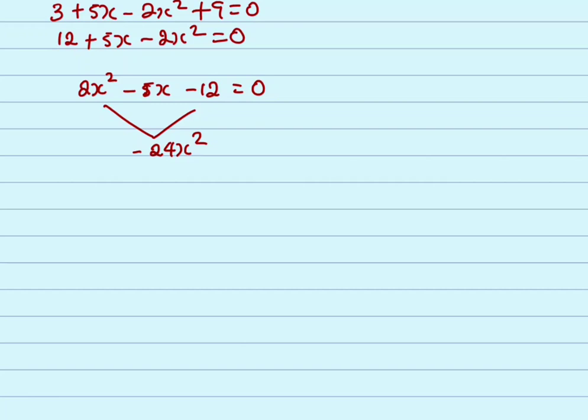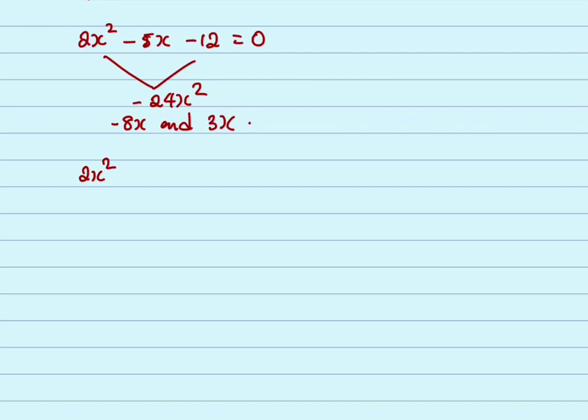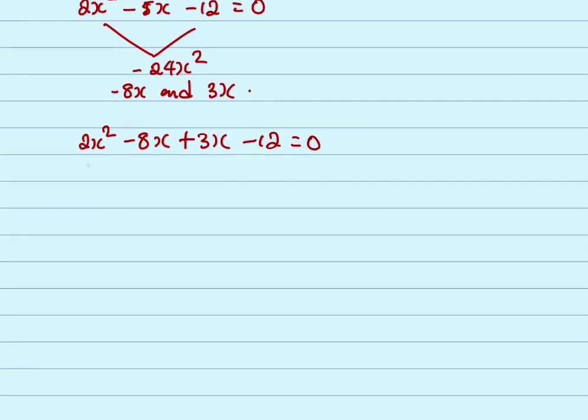24x squared. The next step is to find factors of minus 24x squared that when we sum up, we are going to get minus 5x. That should be minus 8x and 3x. So we are going to have 2x squared, we replace minus 5x with these two factors, minus 8x plus 3x, minus 12 is equal to 0. Then group it in twos and factorize further. Good. Plus, then we have 3x minus 12, is equal to 0.